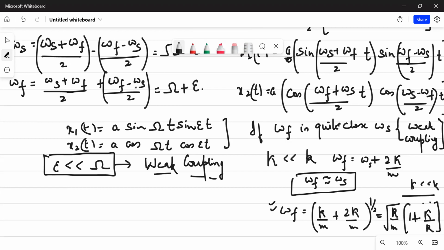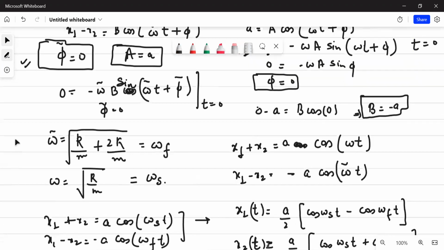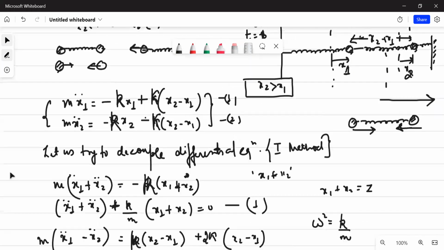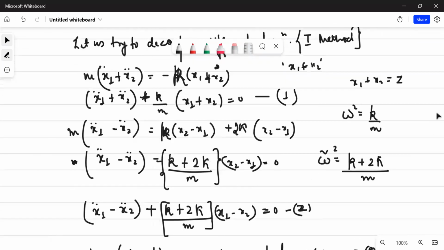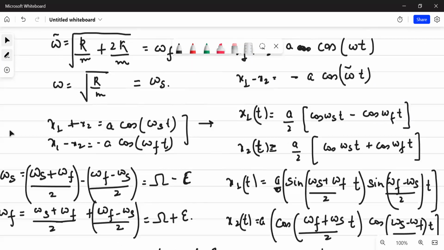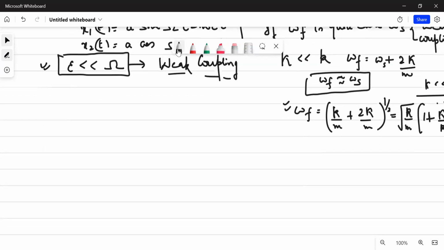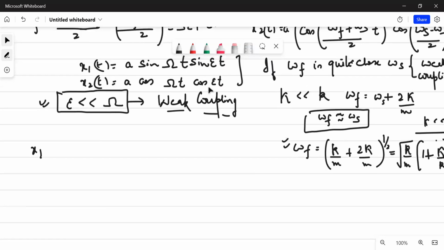So let us compare these two terms. And if I say that epsilon is very, very less than omega, it implies that I'm talking of weak coupling. So we are talking of two oscillators which are weakly coupled by a spring whose spring constant is kappa. Okay, so this is how it is. So this is decoupling. So these are the solutions, and this is the portion till which you have to solve in the exam.